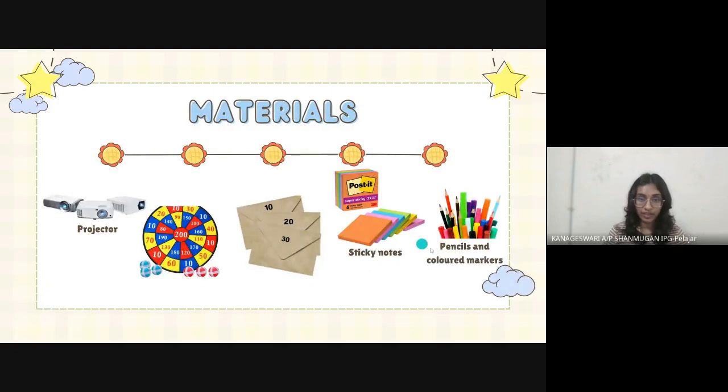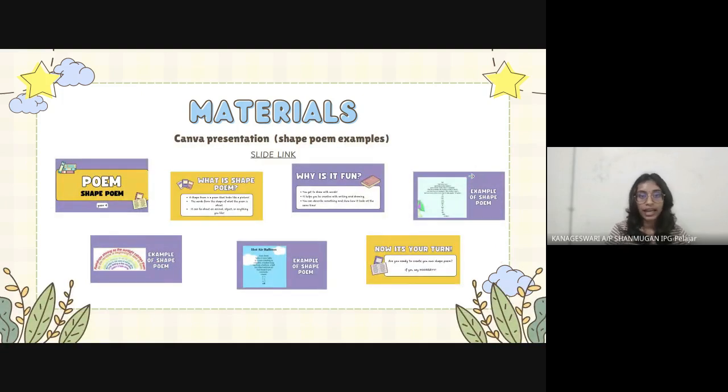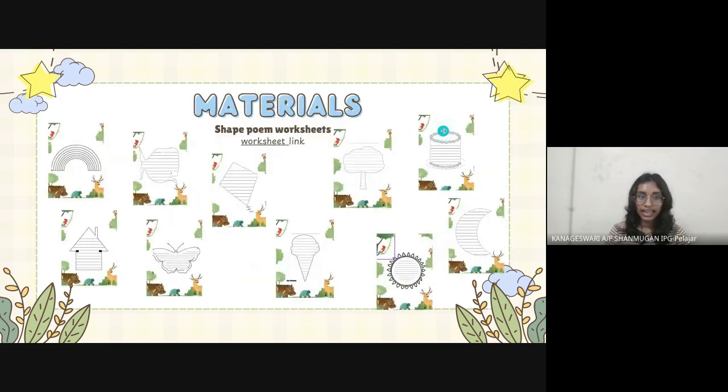So these are the materials needed: projector, the dartboard, and the envelopes, sticky notes, pencils, and colored markers. And we will also need the Canva presentation slide for students. It will be easier for them to understand what a shape poem is before they create their own shape poem. And these are the shape poem worksheets that we will have to print so that we can put this into the envelopes.